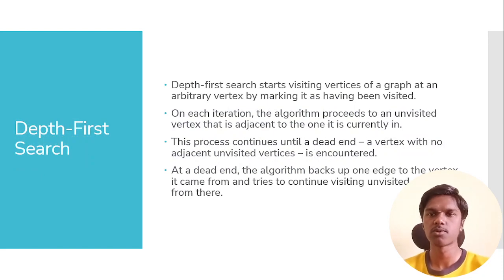Graph search algorithms are usually used as a core component of other algorithms. So there are two types of graph search algorithms: the first being depth first search and the second breadth first search. So let's move on with depth first search.